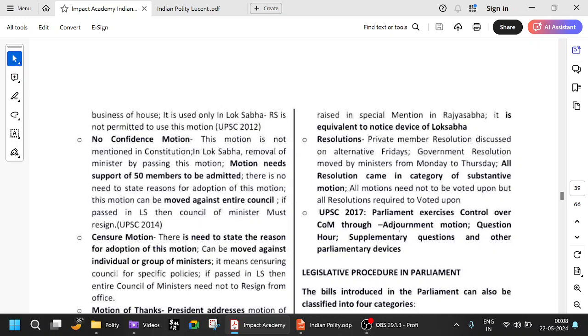So that is a resolution. So Parliament exercises control over the Council of Ministers through adjournment motion, question hour, supplementary questions, and other parliamentary devices.